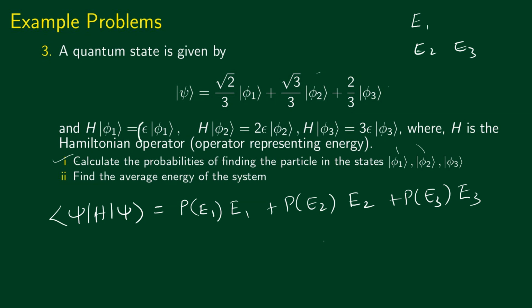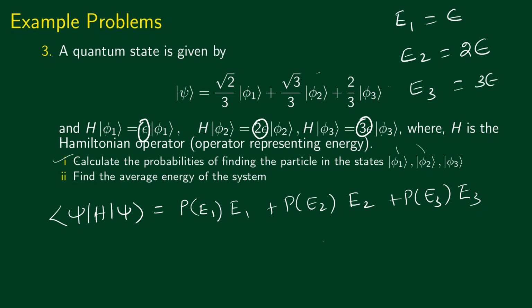The eigenvalues are given as H phi 1 is epsilon phi 1, H phi 2 is 2 epsilon phi 2, H phi 3 is 3 epsilon phi 3. So the first eigenvalue is epsilon, the second eigenvalue is 2 epsilon, and the third eigenvalue is 3 epsilon. So I just substitute this here. And what's the probability of E1? Probability of E1 is just the modulus square of this expansion coefficient, which is 2 divided by 9, by the probability interpretation. The expansion coefficient square gives you the probability for measuring the corresponding eigenvalue.